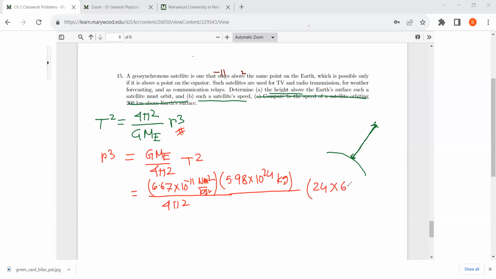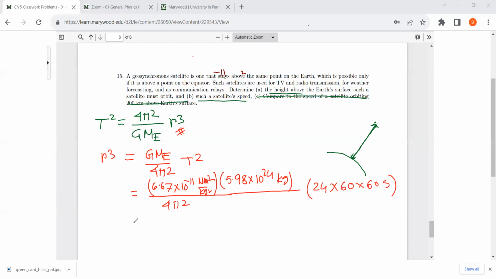24 hours means 24 times 60 minutes, and 60 minutes means this many seconds. Because we need the number in seconds, we have to multiply 24 hours with 60 for minutes and 60 for seconds. So this is the numerical equation. Now if you plug all these values into your calculator, it will give you a very large number.